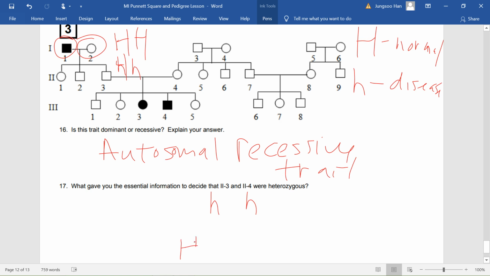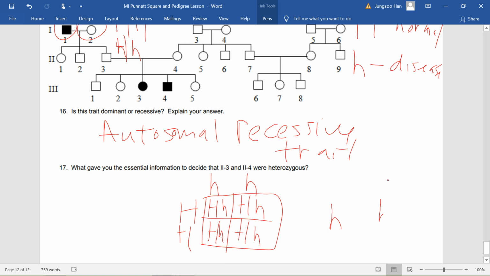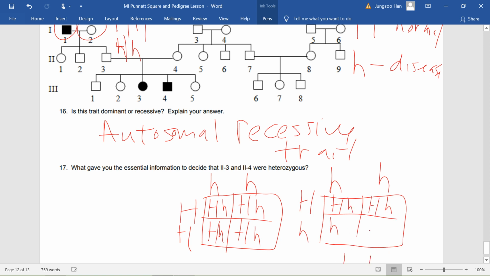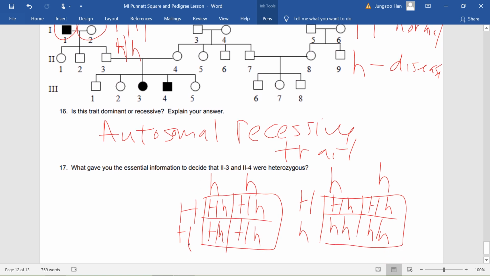Because if we do the Punnett square, and let's say she's big H, big H, those are the possibilities. Basically, for this case right here, if the mother is big H, big H, none of her children will have the disease. If the mother is heterozygous, she has big H, little h, then 50% of her children will have the disease, 50% will not have the disease.